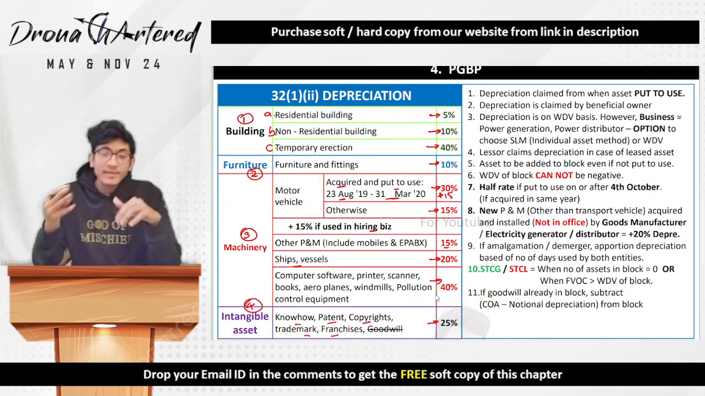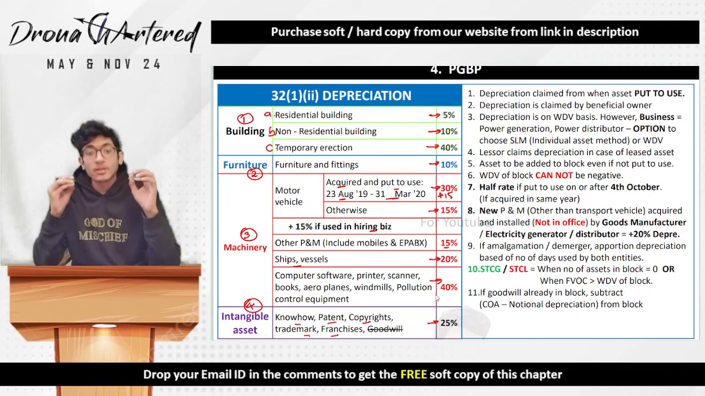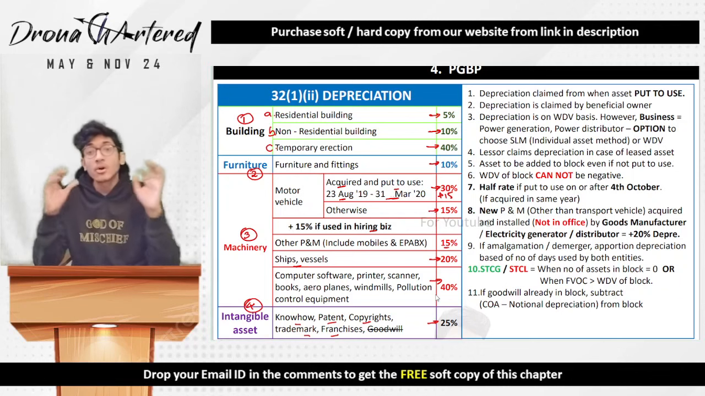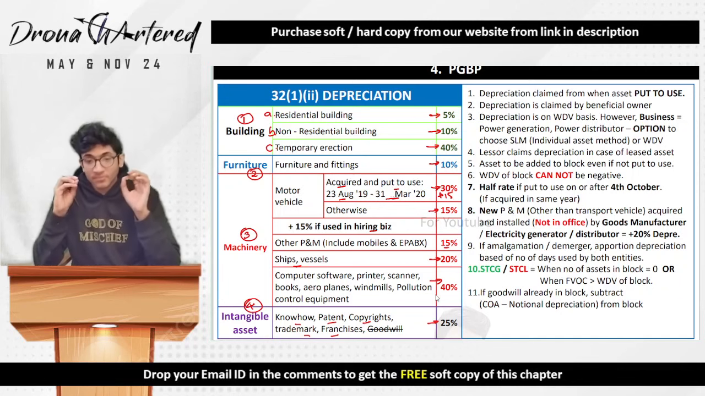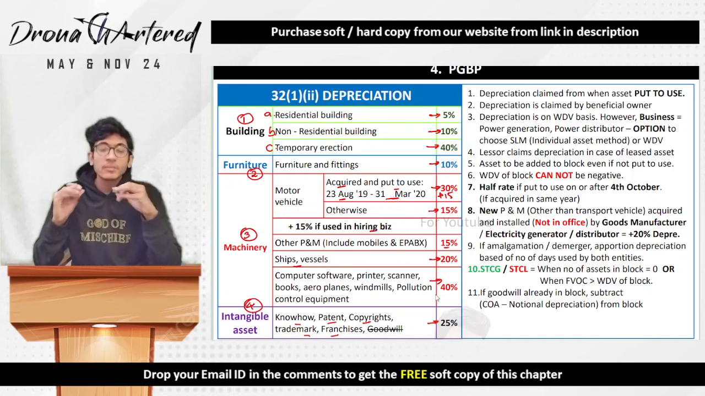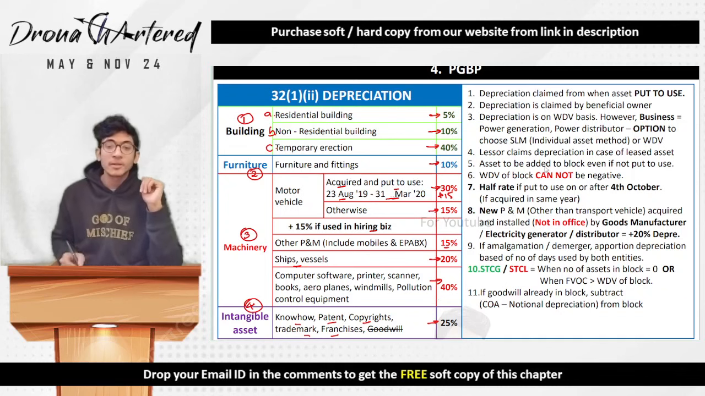All other machinery will be depreciated at the rate of 15%. Your ships and vessels will be depreciated at the rate of 20%, and all other, your computer software, printer, scanner, aeroplane, windmill, etc., all of that will be depreciated at the maximum rate of 40%. So that depreciation is 40%. And last is your intangible asset. Your intangible asset is depreciated at the rate of 25%. So these are all your depreciation rates.